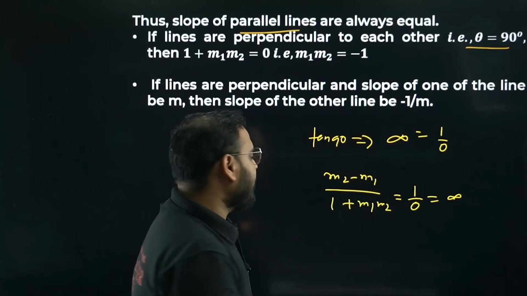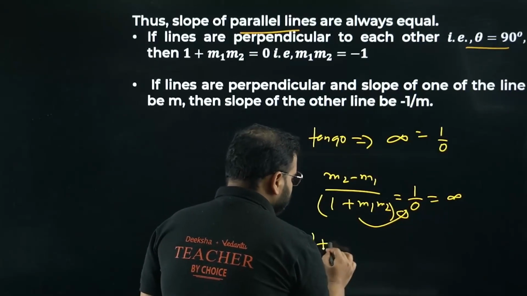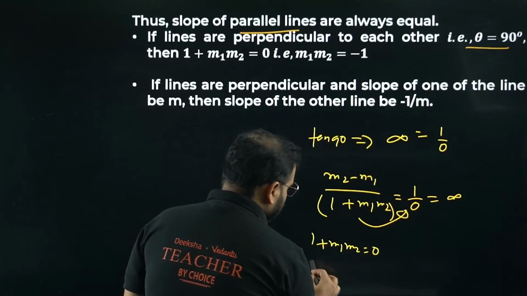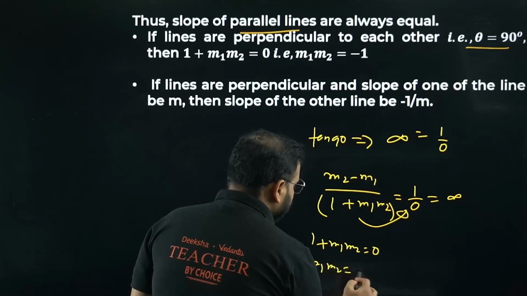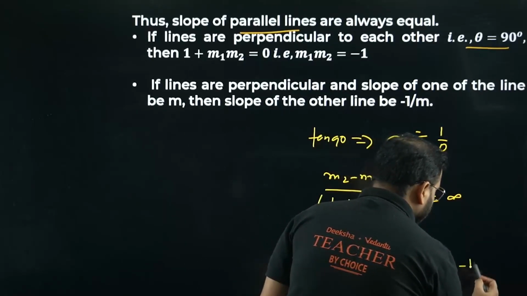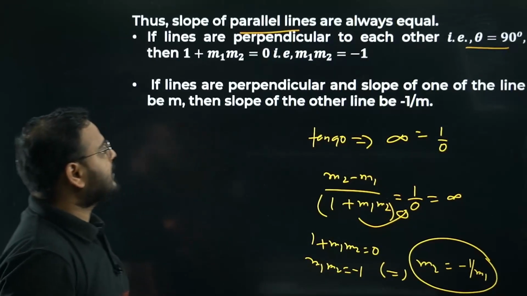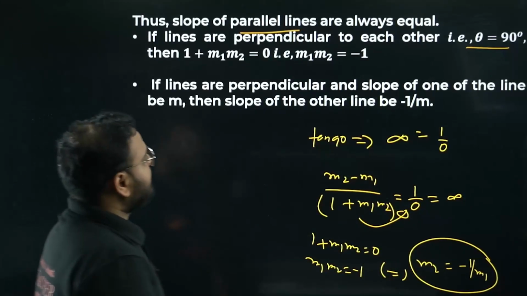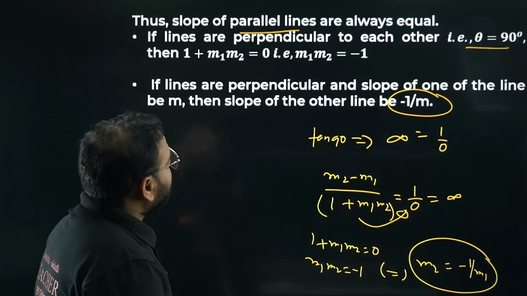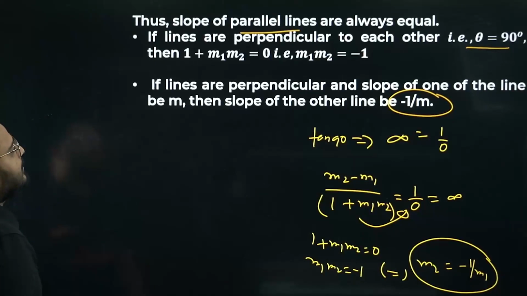So of course this part has to be 0. So from here we get 1 plus m1 m2 equals 0. It means m1 m2 is minus 1. From here we get m2 equals minus 1 by m1. Okay, done. Please check, same thing written over here. If lines are perpendicular and the slope of one of the lines is m, then the other line will have the slope minus 1 by m.